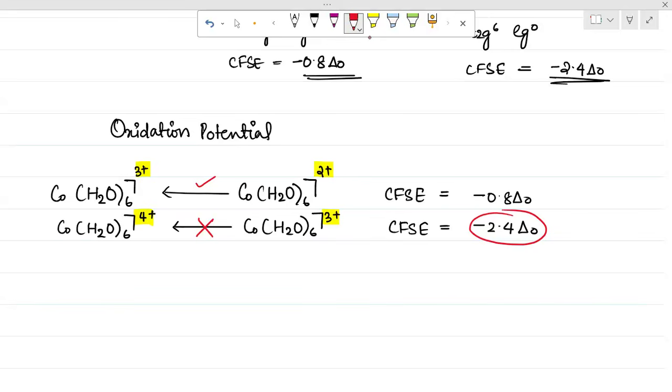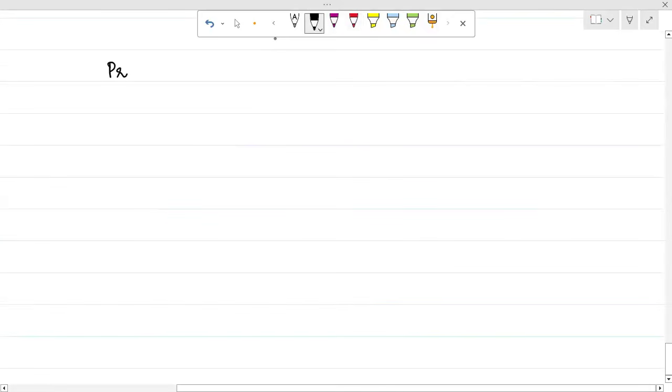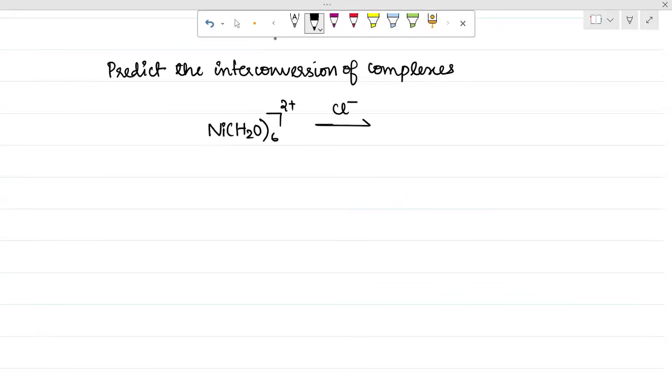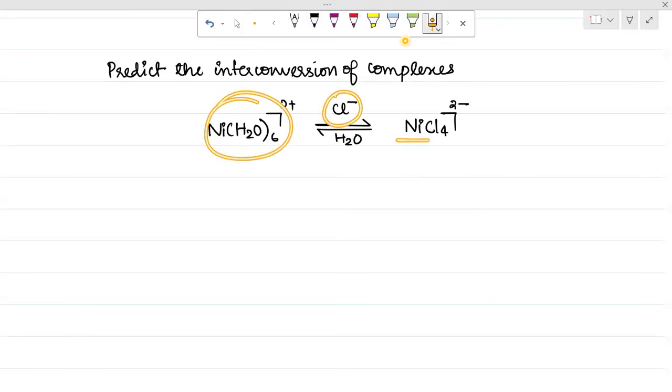Okay. All right. Next, we can also predict the interconversion of complexes. For example, let's say you have [Ni(H2O)6]2+. You do some substitution with chloride and it becomes [NiCl4]2-. And to this complex, you add water, it becomes the complex on the left. So the left one, when you add Cl-, becomes [NiCl4]2-. And to this complex, if you add water, it becomes [Ni(H2O)6]2+.